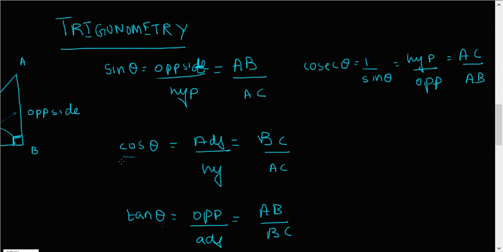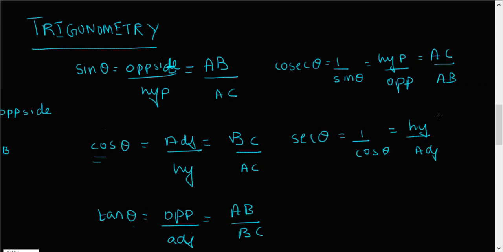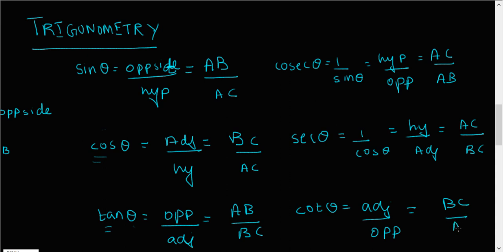The reciprocal of cos is sec theta. Sec theta is given by 1 by cos theta. Since it's a reciprocal, it is hypotenuse by the adjacent side. Hypotenuse is AC by BC. The reciprocal of tan theta is cot theta, which is adjacent by the opposite, so it is BC by AB.